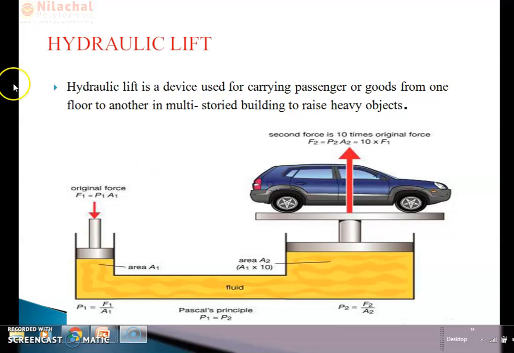The hydraulic lift is used for carrying passengers or goods from one floor to another floor in a multi-story building, and to raise heavy objects. Now observe this diagram. Here also you are using the hydraulic lift for lifting the car. This is also one of the applications of the hydraulic lift.